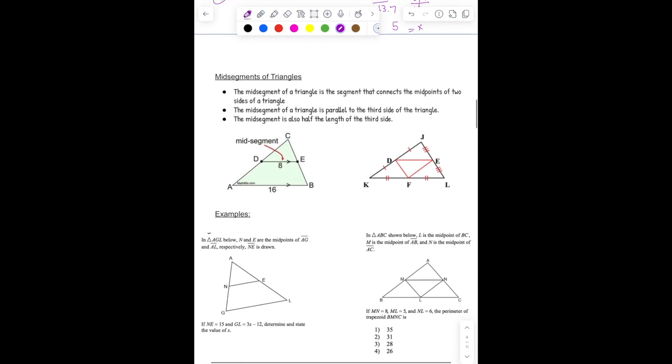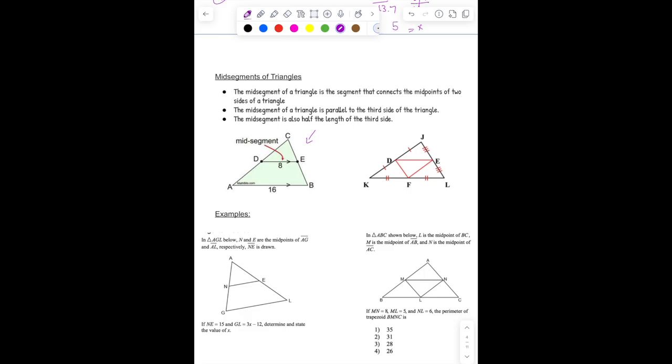Now we're going to talk a little bit about midsegments of triangles. So the midsegment of a triangle is the segment that connects the midpoints of two sides of a triangle. A midsegment is parallel to the third side of the triangle and is half the length of the third side. So as you can see from the first picture over here, if DE is the midsegment, it's parallel to AB, the side of the triangle it's not intersecting, and it's half the length of AB.